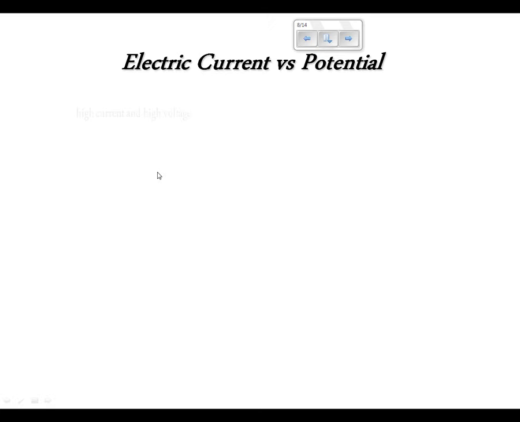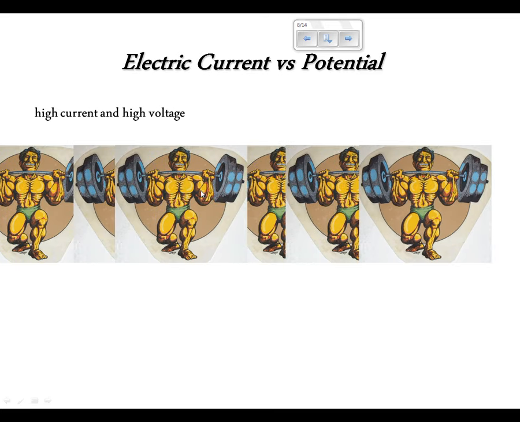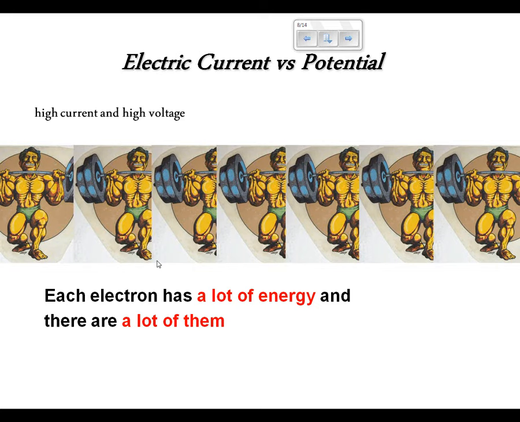So, high current, high voltage, what does it look like? Look at all these guys. High current, high voltage, lots of energy, lots of them. This is the group you want when you're moving your house from one place to another. Bunch of bodybuilders moving your couches? Oh, the same guy, yeah.